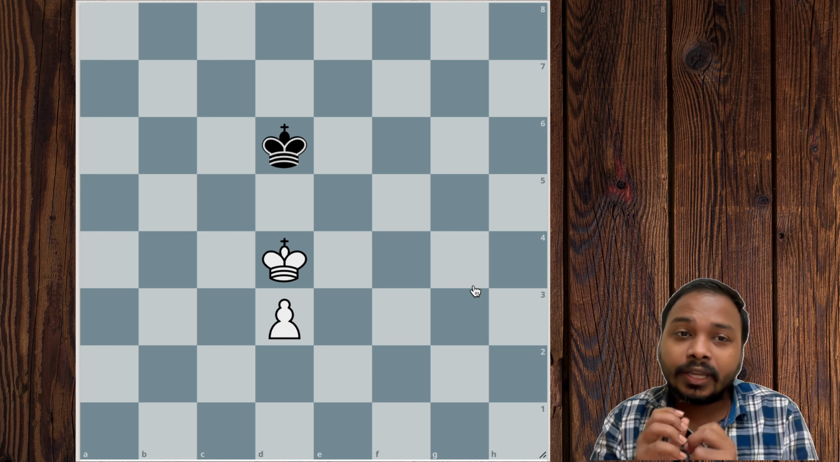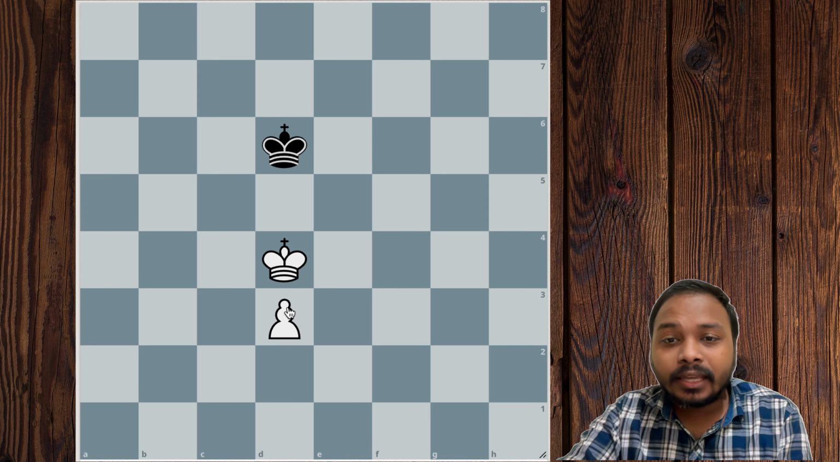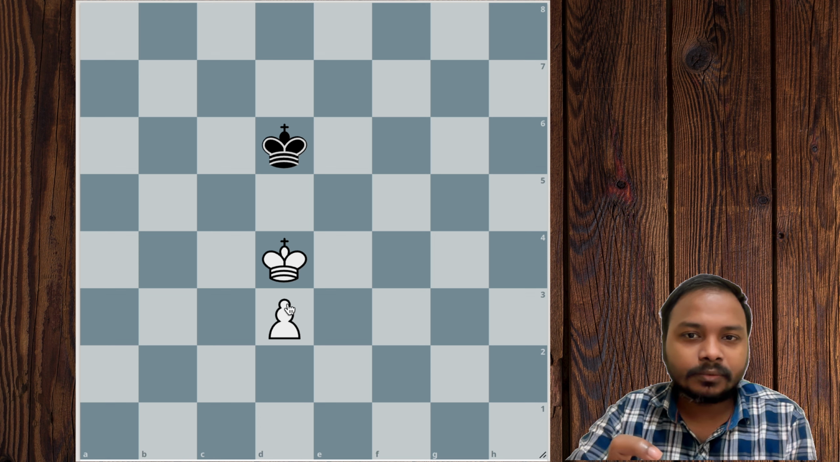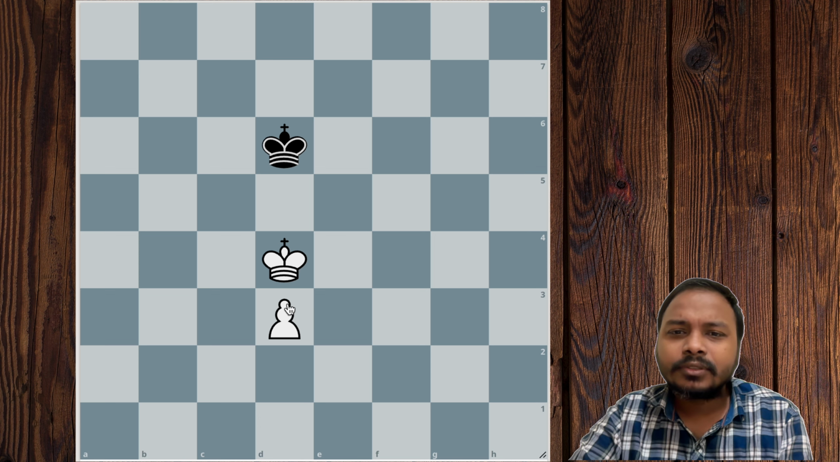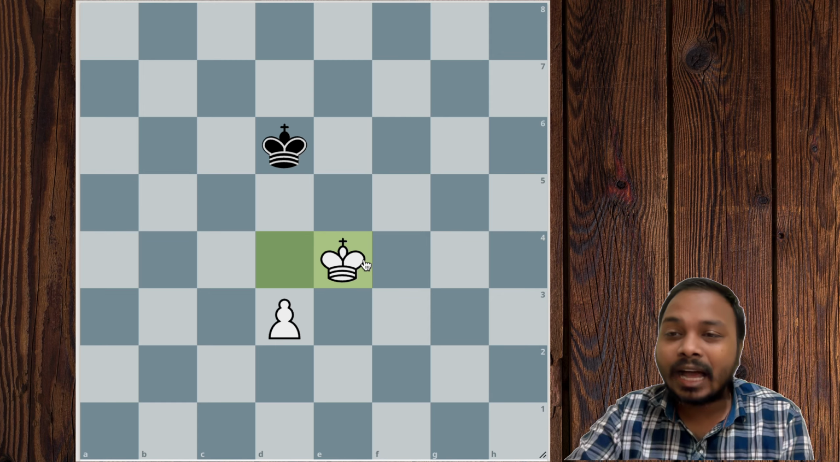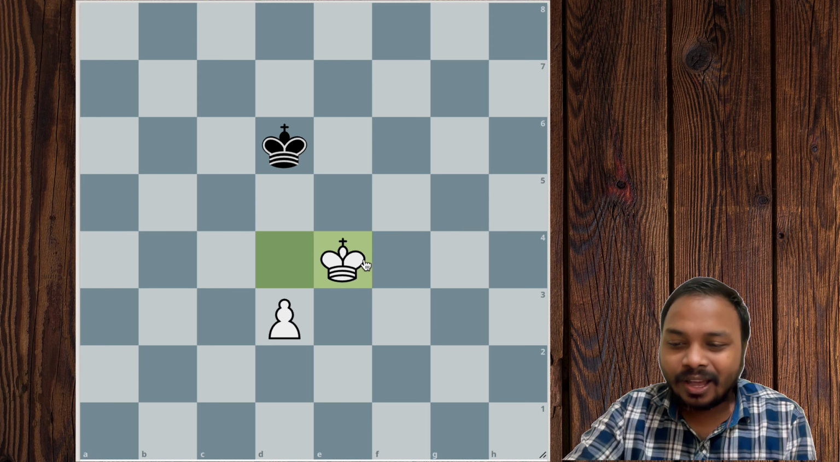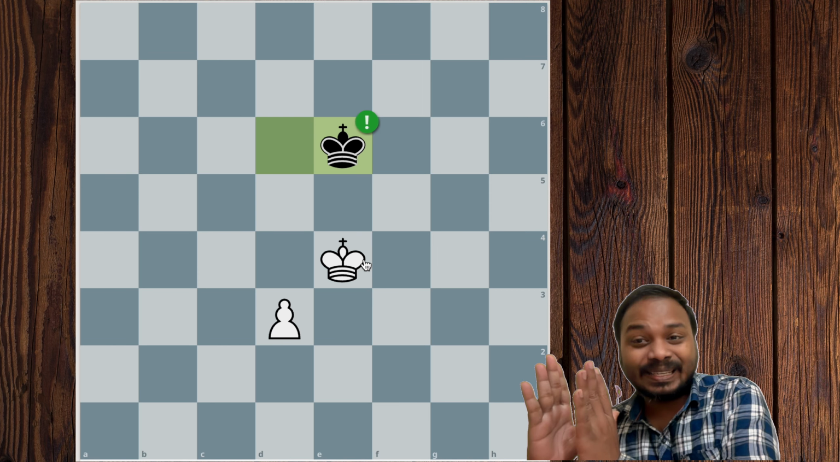Now over here you will see that the king is in front of the pawn. So now, is it winning? Maybe. But this position is white to play. After the move king to e4, black will play king to e6. You know, black is taking the opposition.